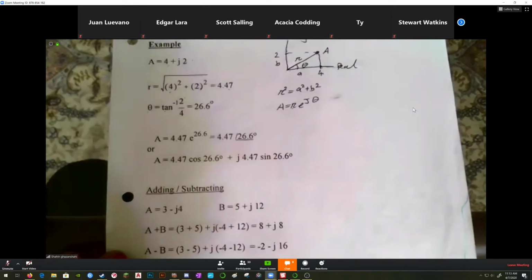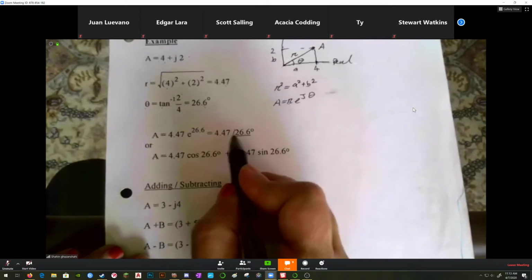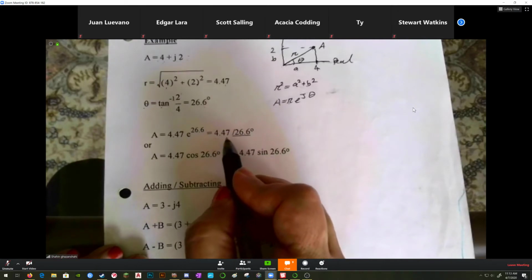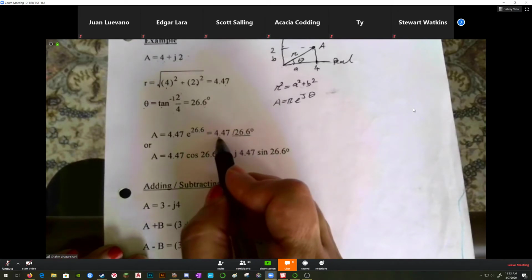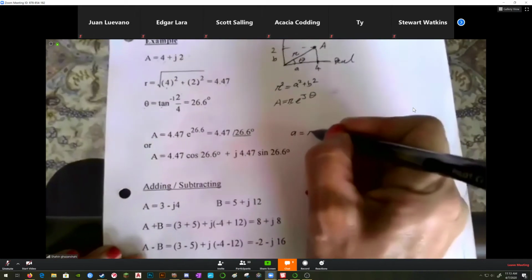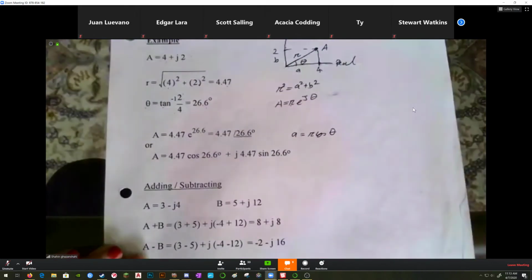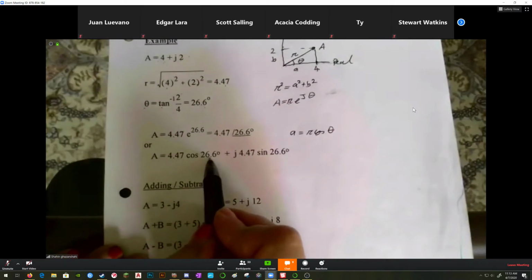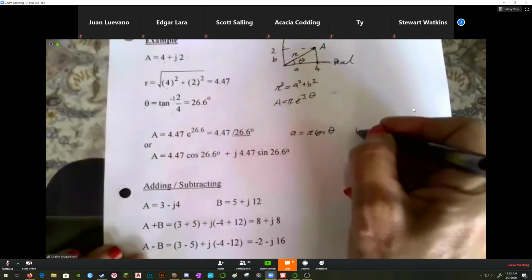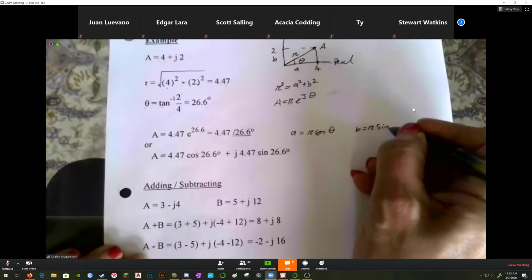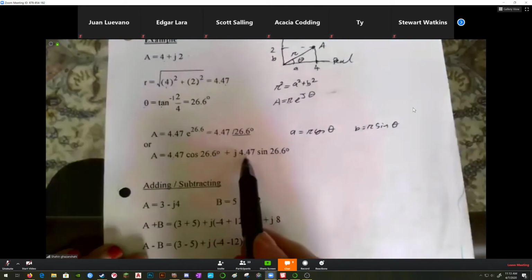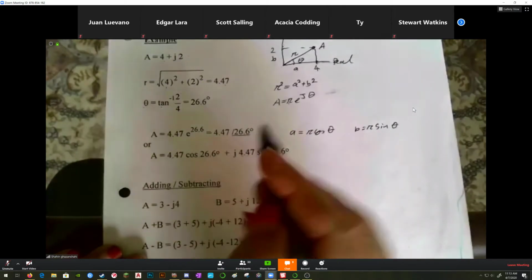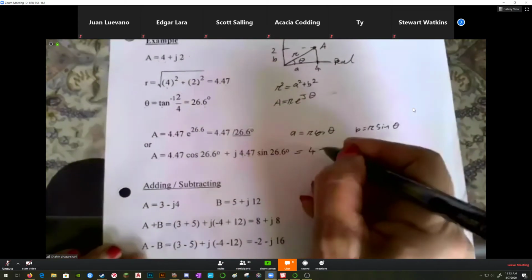But let's go back now. If I give you this and you want to change to rectangular, what you're going to do, your real part, your A, is R cosine of theta. So your A is R, which is 4.47, cosine of this. Your B is R sine of theta. So you say 4.47 sine of this. When you calculate this in your calculator, you get 4 plus J2.